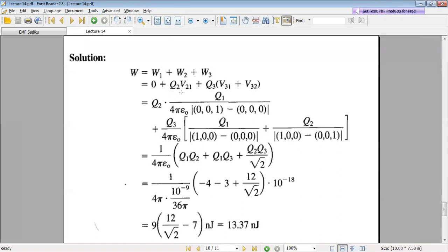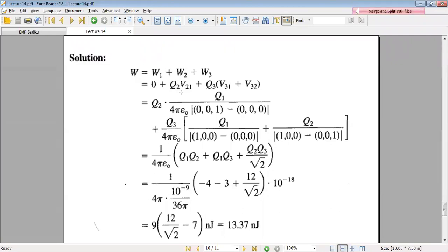What work is required to move the first charge? Zero. Next one is Q2 into V21, plus Q3 into V31 plus V32. So 0 plus Q2. What about V21? V21 equal to Q by 4 pi epsilon naught |R minus R dash|. What about the R dash value? R dash is with respect to the first charge. The first charge is located at (0,0,0), and the second charge at (0,0,1). So Q1 by 4 pi epsilon naught |(0,0,1) minus (0,0,0)|.